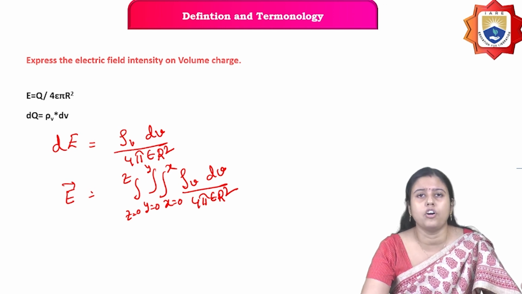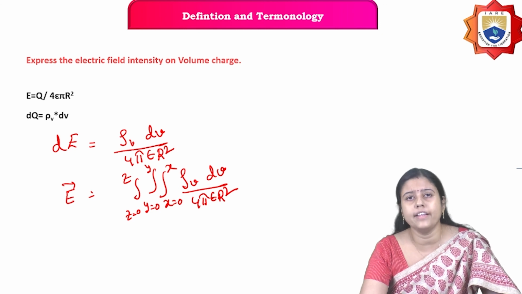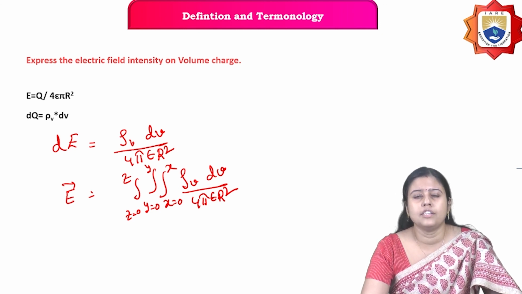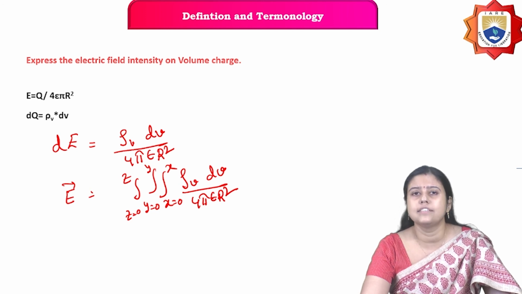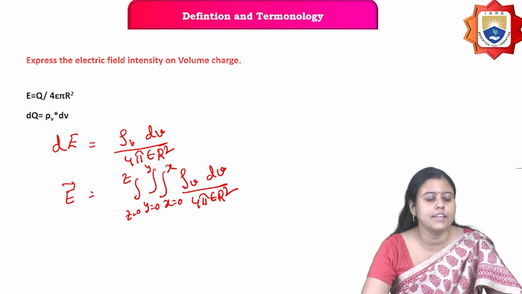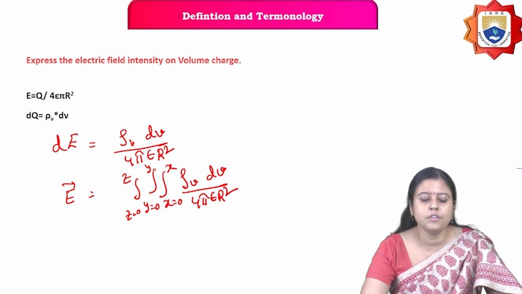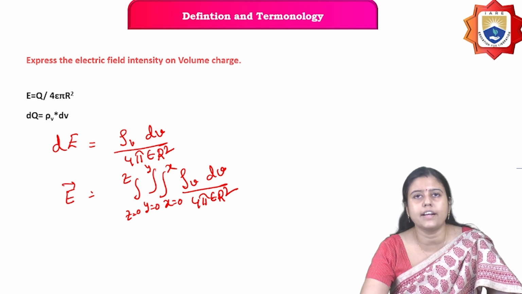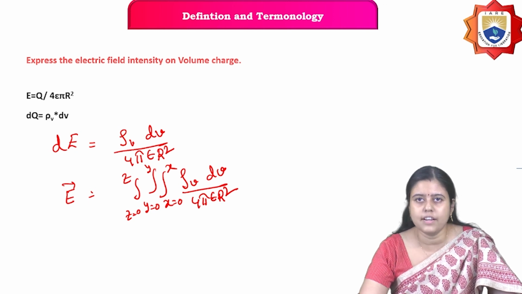Then we have discussed the different types of coordinate systems. What are the coordinate systems? Orthogonal and non-orthogonal. Orthogonal is again of three types: spherical, Cartesian and cylindrical. Then we have discussed the conversion from one type of coordinate system to another. Then we have discussed the field intensity, potential difference, then electric field intensity on volume charge, and electric field intensity on surface charge. So this is today's class.